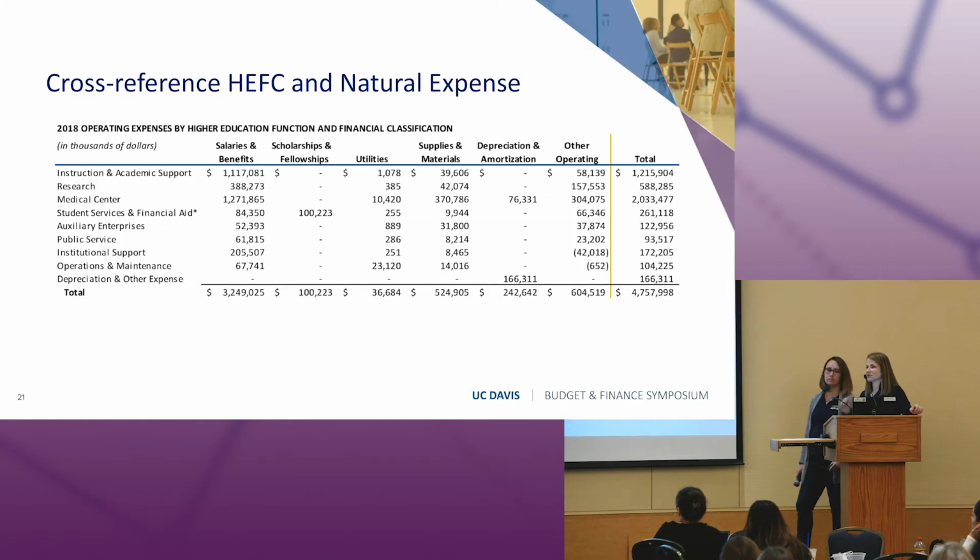And this is a neat little schedule that we put together here at UC Davis. I don't know how many others actually do this, but this cross-references the higher education expenses with the natural classification. So you can see across the top the salaries and benefits and all those different classifications that we saw in that last pie chart. And then it cross-references it with the higher education classification. So it's kind of an interesting picture, but it does show you how they cross and how they relate to each other. So salaries and benefits, for example, you can see some of the biggest amounts there in the medical center, but then really, as you would expect, in instructional and academic support.